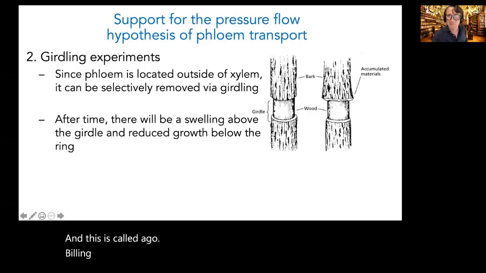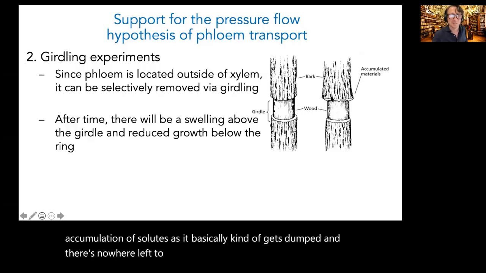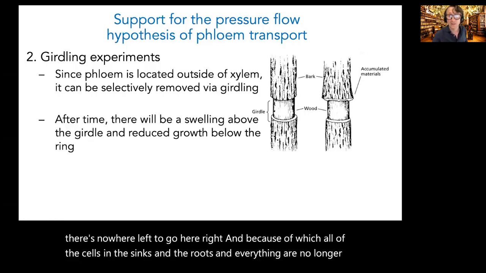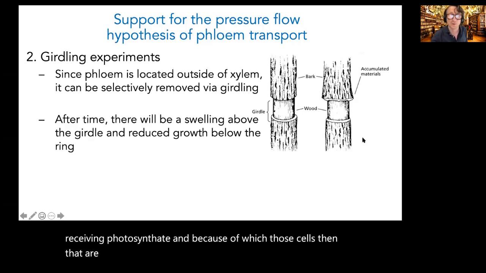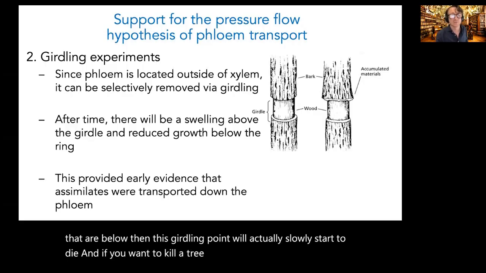And over time, there's going to be an accumulation of solutes as they get dumped, and there's nowhere left to go, right? And because of which, all of the cells in the sinks and the roots and everything are no longer receiving photosynthate. And because of which, those cells that are below this girdling point will slowly start to die. And if you want to kill a tree really quickly, this is a great way of doing this.